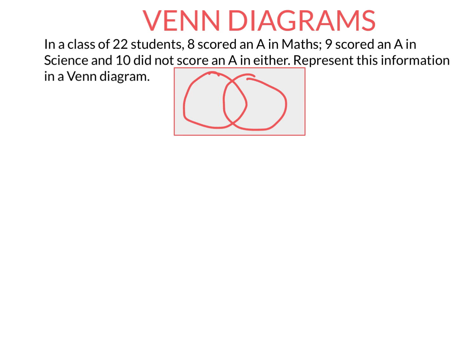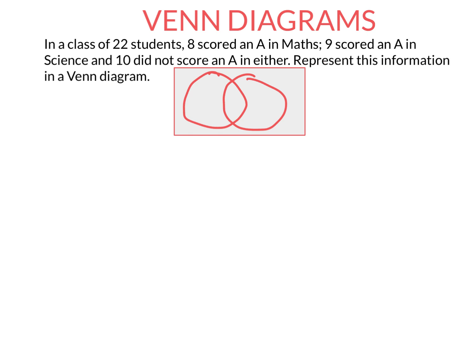So, what is a Venn diagram? It's just a tool to help us in probability. So we're going to illustrate it with an example. Let's say in a class of 22 students, 8 scored an A in maths, 9 scored an A in science, 10 did not score an A in either of those subjects. Represent this information in a Venn diagram.